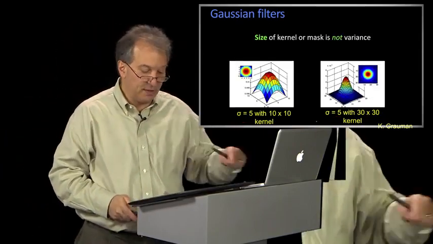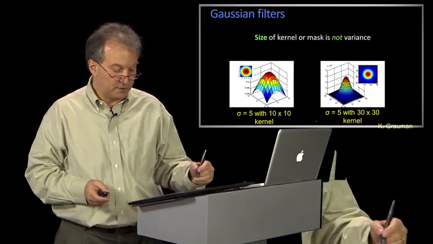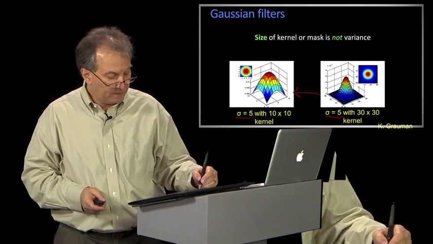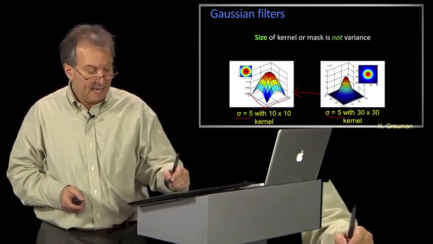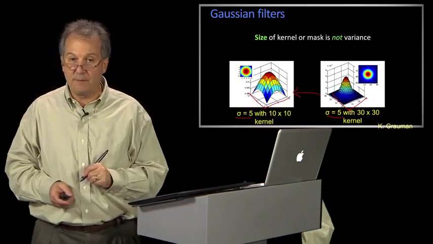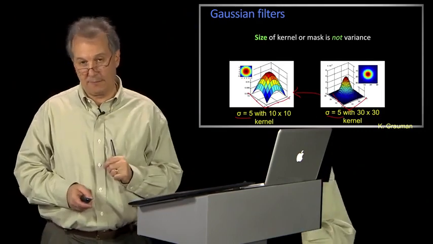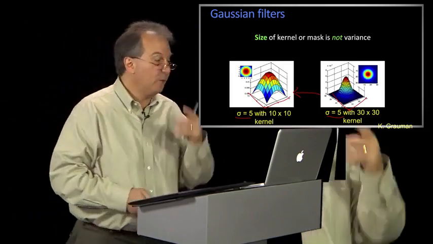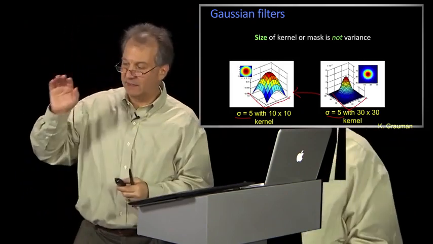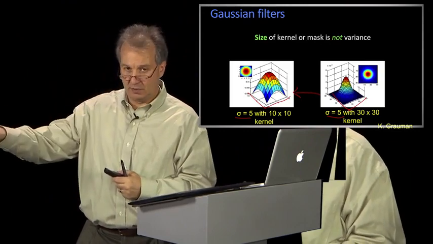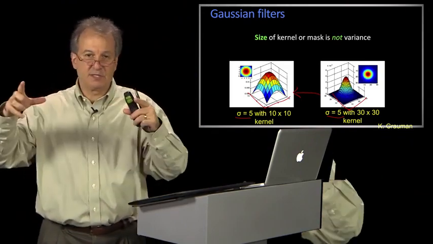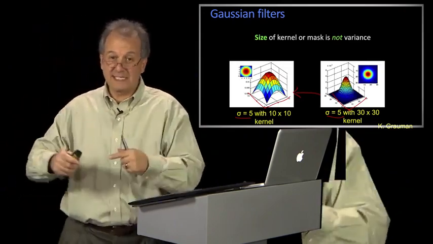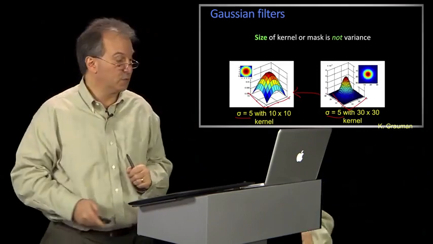So here's an example of the size of the kernel. Both of these kernels have a sigma of 5, but one of them is represented within a 10 by 10, and the other is represented within a 30 by 30. Which one do you think is going to work better? The bigger one. It's smoother. It's going to work better. Okay? And by the way, if somebody says, oh, I smoothed that with a bigger kernel, they actually mean a bigger sigma. That's what you care about, the size of the sigma, not the actual kernel. The kernel has to be big enough, and then the sigma is within that.